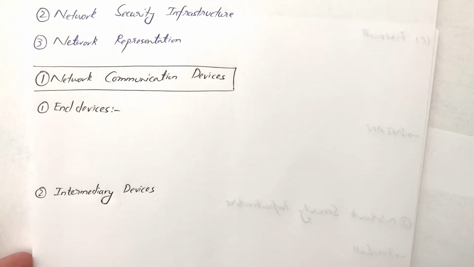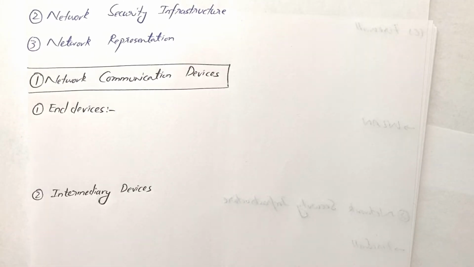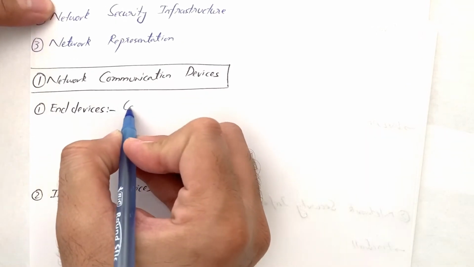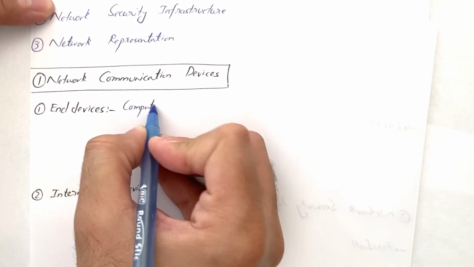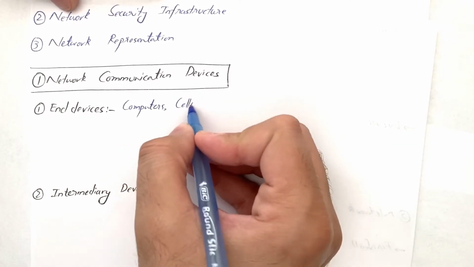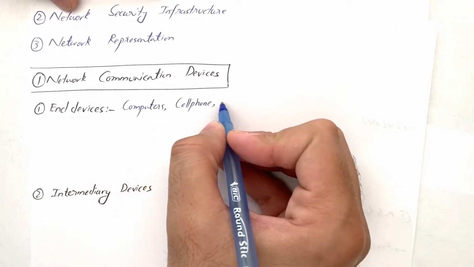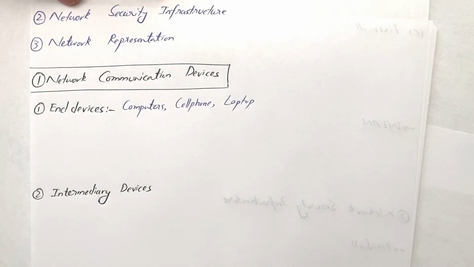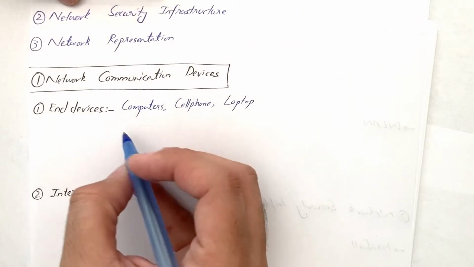So there are plenty of network communication devices, or the devices that we use over the network, starting with the end devices. End devices are basically an individual's computer. For example, it could be your personal computer, your cell phone, or laptop. It's basically the individual computer. So individual computers are basically called end devices.